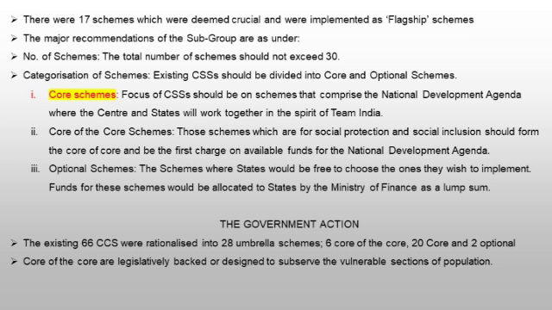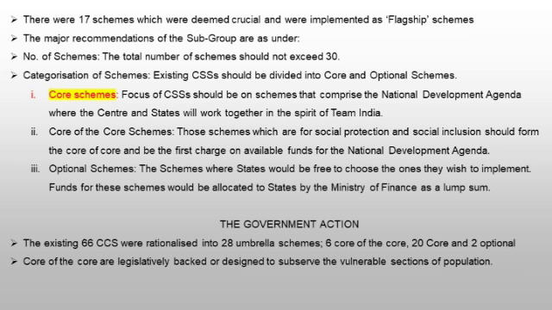And these schemes have been divided into three. One is core schemes, the other one is core of core, the third one is optional. What is that? Core of core means very important. Generally, this core of core should be the first preference for the governments. Then core schemes, where the center and states can work with a national agenda.